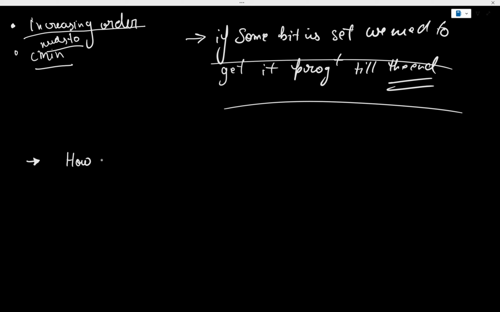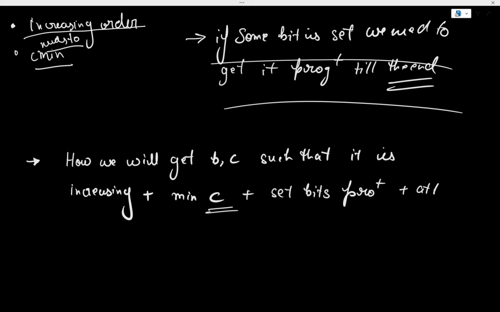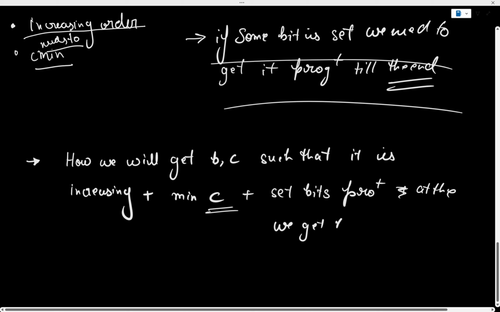how we will get that B and C such that it is increasing, plus minimum C, plus set bits propagate, plus at the end we get the X. These three things need to be there.